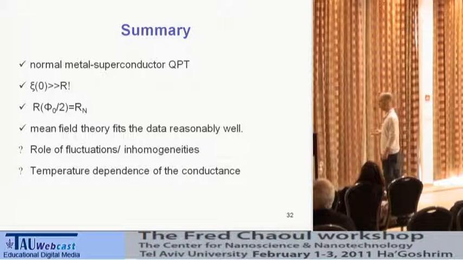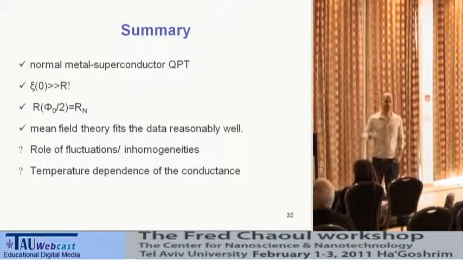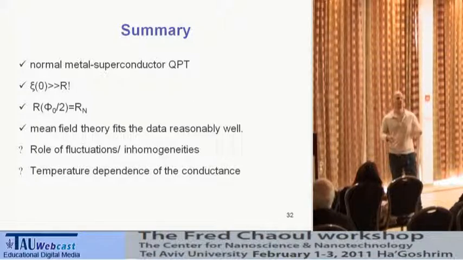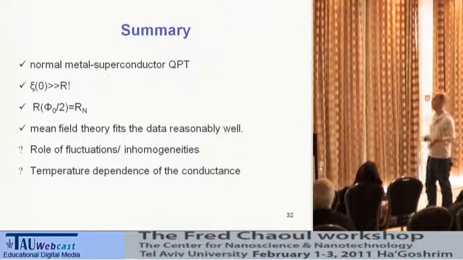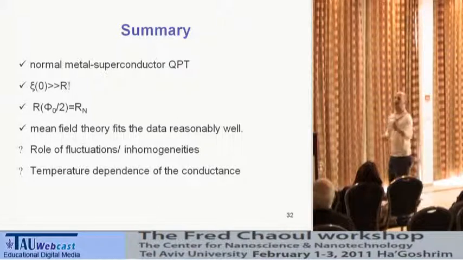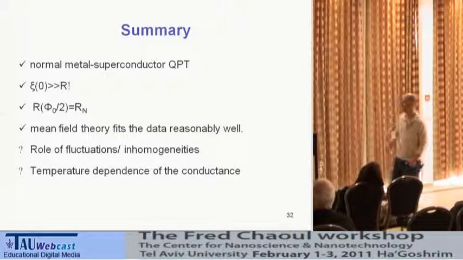So we observe the normal metal to superconductor quantum phase transition. This is the first time that we know that the coherence length is indeed much bigger than the radius of the cylinder or the diameter of the cylinder. This is also the first time that we know of that the resistance at the normal state at phi naught over 2, at half-flux quanta, equals the normal state resistance. And we can see that the mean field theory fits our data quite well.